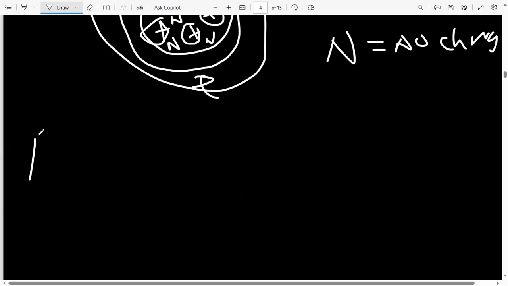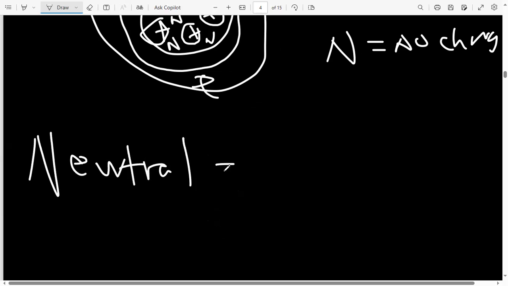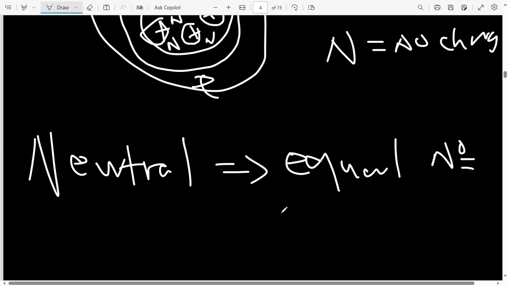Okay, so another thing to know about this is that every neutral atom, okay, I think I should write. So every neutral atom, when you are told that the atom is neutral, it means it contains equal numbers of the protons and the electrons, not the neutrons, sorry. Yeah, so if they say an atom is neutral, then it contains the same number of protons and the same number of what? Electrons, okay?